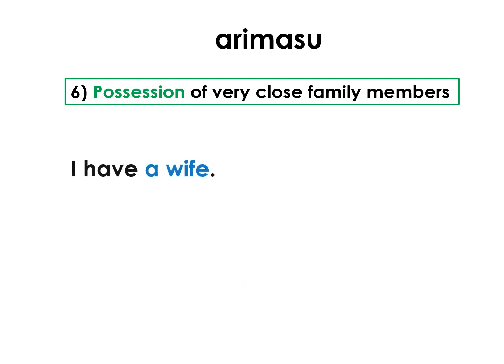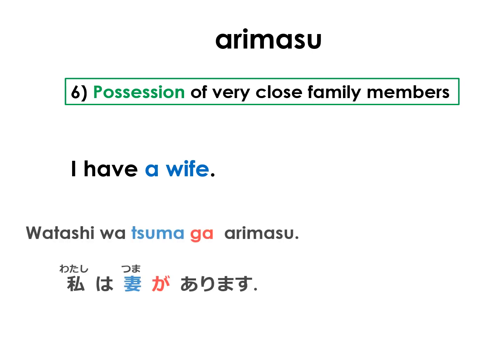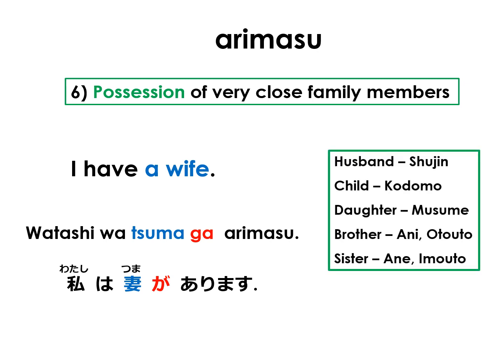To say, I have a wife using arimasu, I can say, 私は妻があります。Arimasu can also be used for husband or shujin, kodomo or child, daughter or musume, brother or ani for the elder one and ototo for the younger one, sister or ane for the older and imoto for the younger, and other close family members.